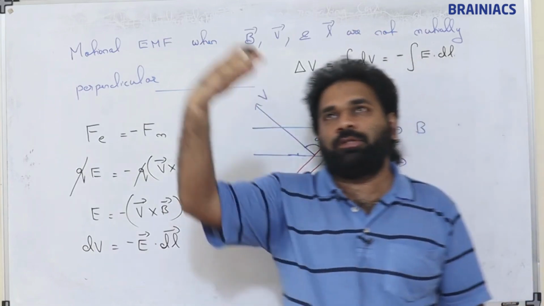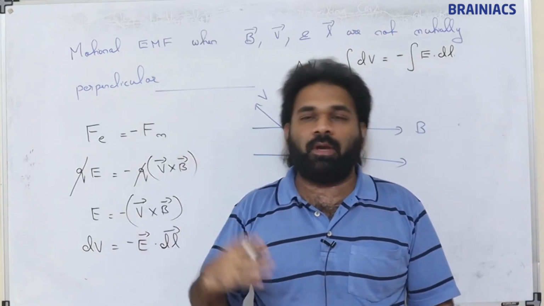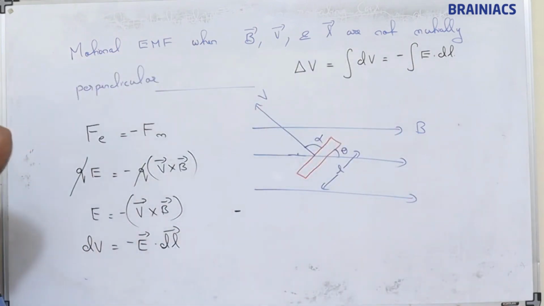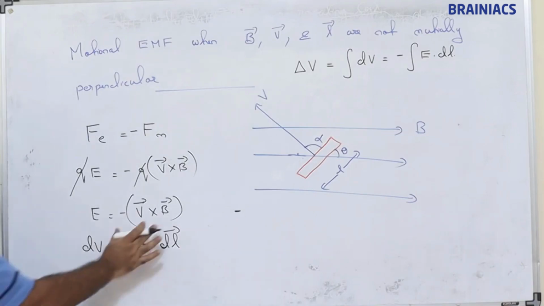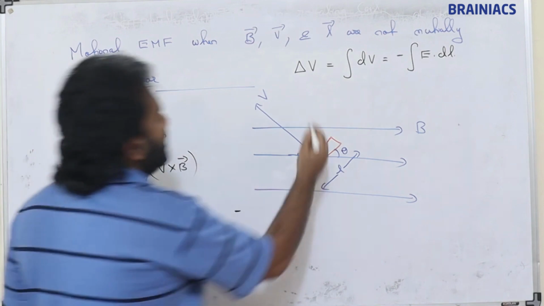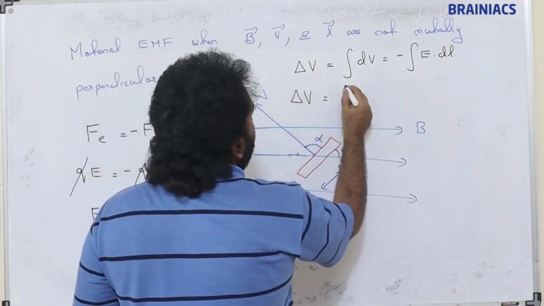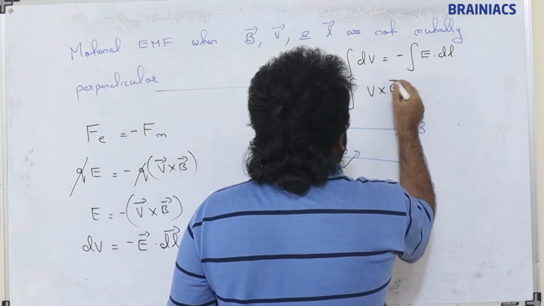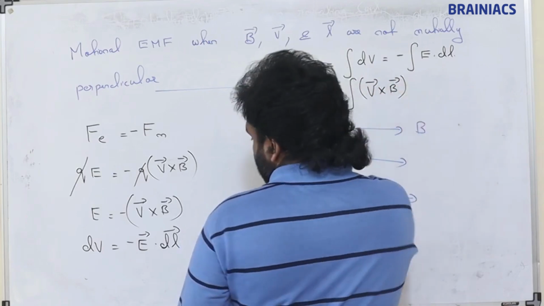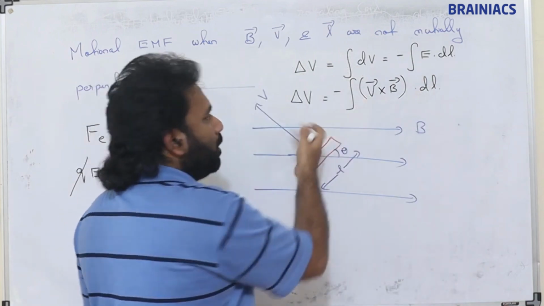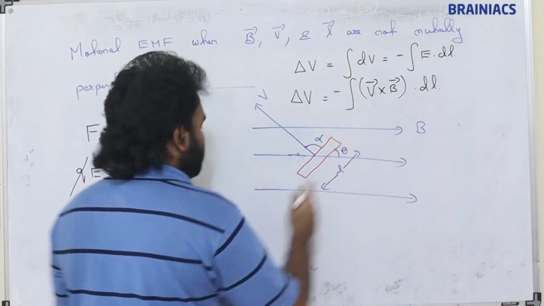Because then the potential difference between 2 points will give us the EMF that is produced between the 2 points of the conductor. Clear? So whatever we get here, V cross B, if we substitute there, we'll be getting the answer. So delta V is equal to minus the integral of V cross B dot dl. Velocity is constant, magnetic field is also constant.